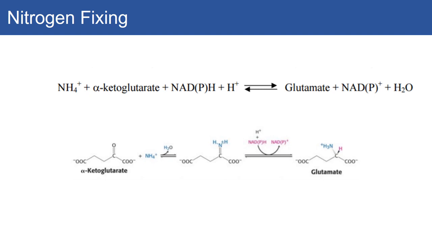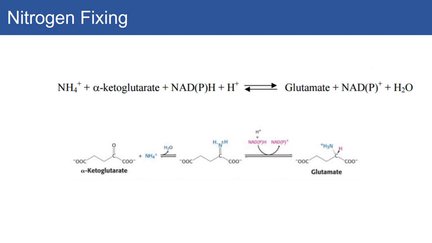That's something you might recall from our earlier discussion of catabolism of amino acids. The reaction is on the top where you have ammonia plus alpha ketoglutarate plus NADH/NADPH plus a proton, and that yields glutamate plus NAD or NADP plus and water. It's water, so it's a hydrolysis reaction.